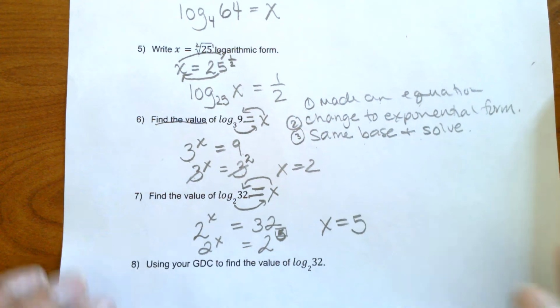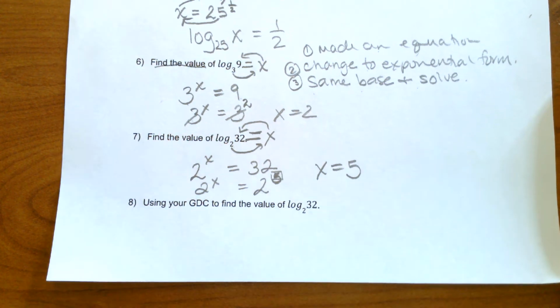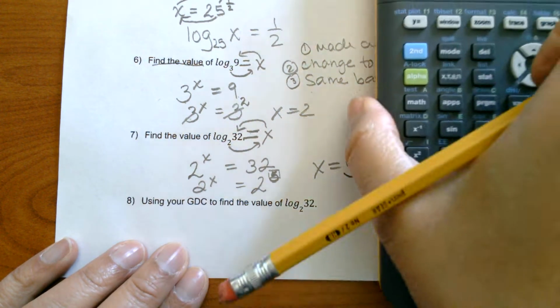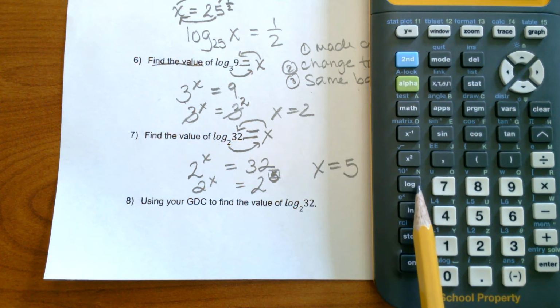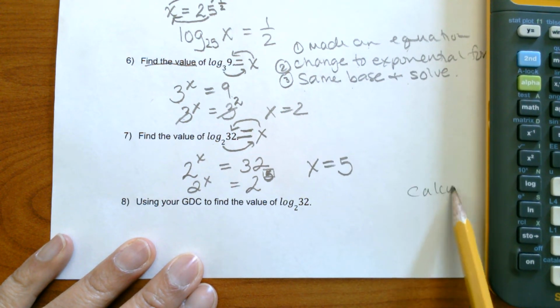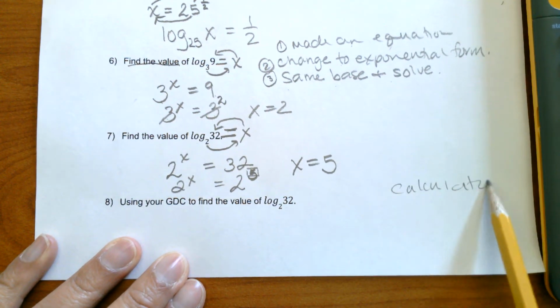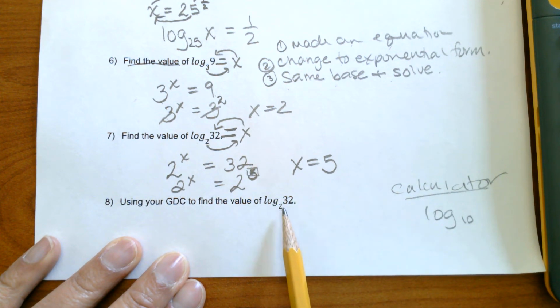Now, let's say that you didn't want to go through exactly what I did, and you want to use your graphing calculator to help you find log base 2 of 32. You can do this. However, I said in the beginning, when we were describing logarithmic functions and graphs in my previous video, if you haven't watched it, you can, that the log in the calculator is base 10. So we can't do log base 2 here.